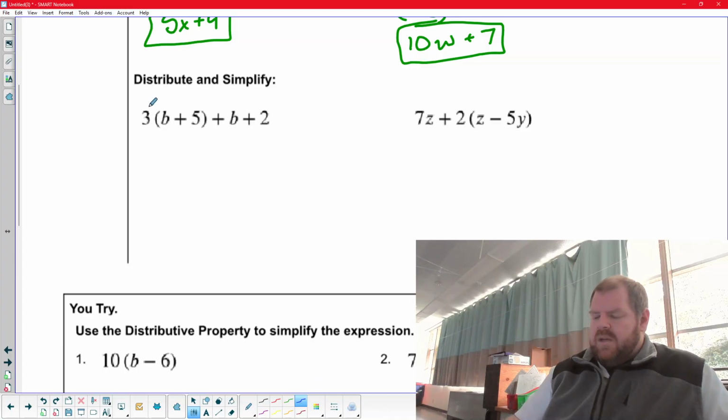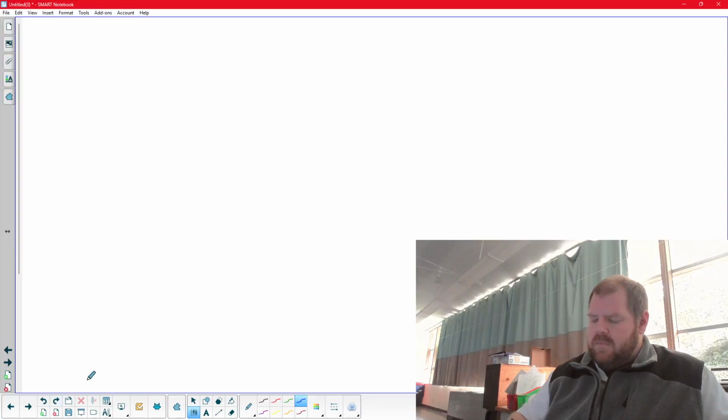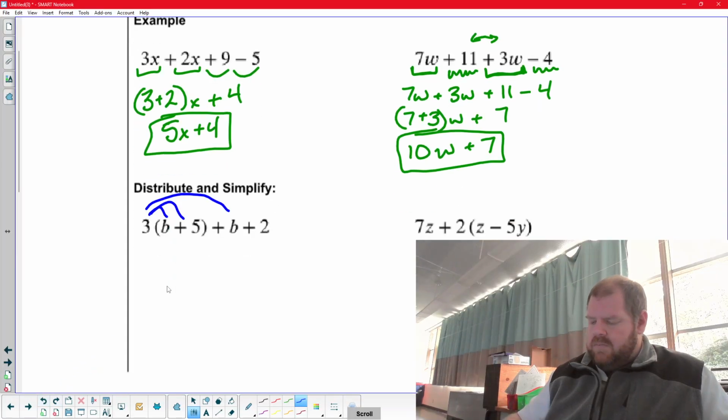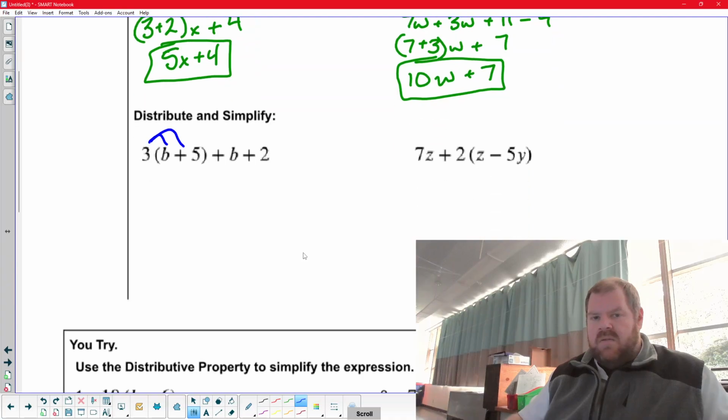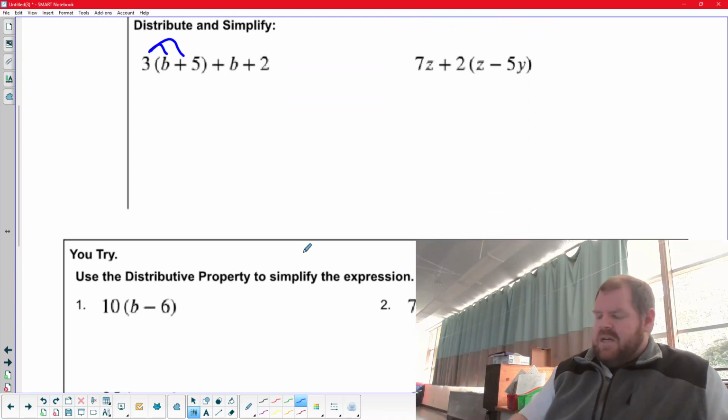I'm going to go ahead and distribute first. I'm going to give a 3 to everything in the parentheses. It ends at the parentheses. I don't keep going, right? That b is not in those parentheses, so it doesn't get a 3. Uh-oh. Wrong button. There we go. Need to backtrack a little bit. So I'll get 3 times b is 3b. And if you want to speed this up, 3 times 5 is 15.